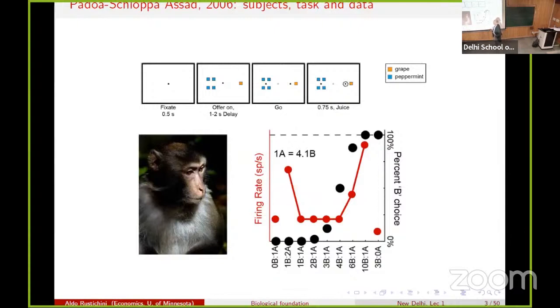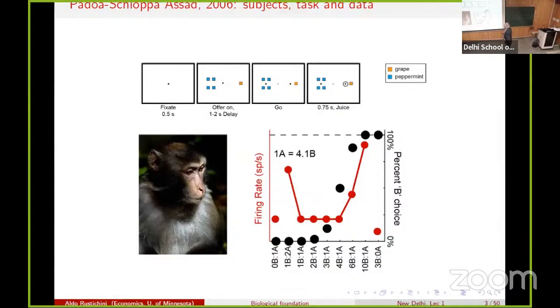Then, after a random delay between 1 and 2 seconds, these two things appear on the left and on the right of the fixation point. This is our way to tell the monkey, here you have 4 milliliters, say, of peppermint, and here you have 1 milliliter of grape. The monkey likes grape more than peppermint, so for an equal quantity it would go for the grape. That's what we know because we have studied the utility of the monkey.